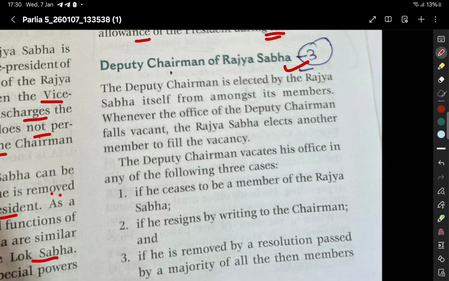A Deputy Chairman of Rajya Sabha is elected by the Rajya Sabha itself from amongst its members. Whenever the office of the Deputy Chairman falls vacant, the Rajya Sabha elects another member to fill the vacancy.